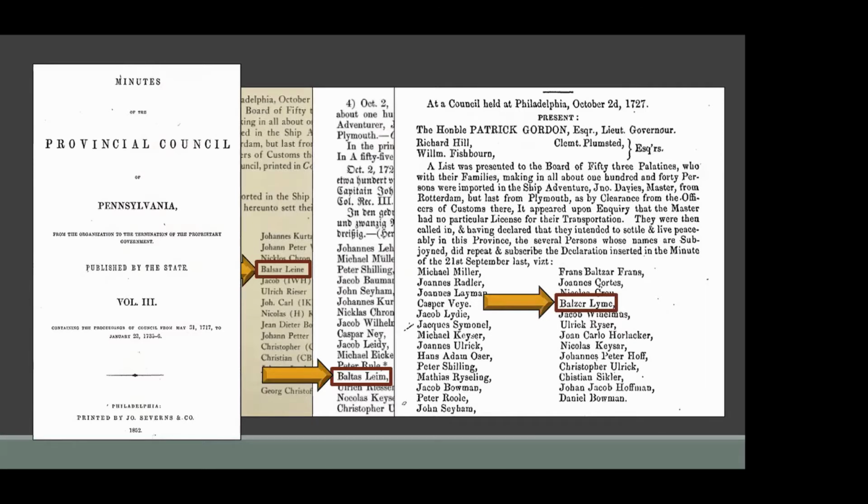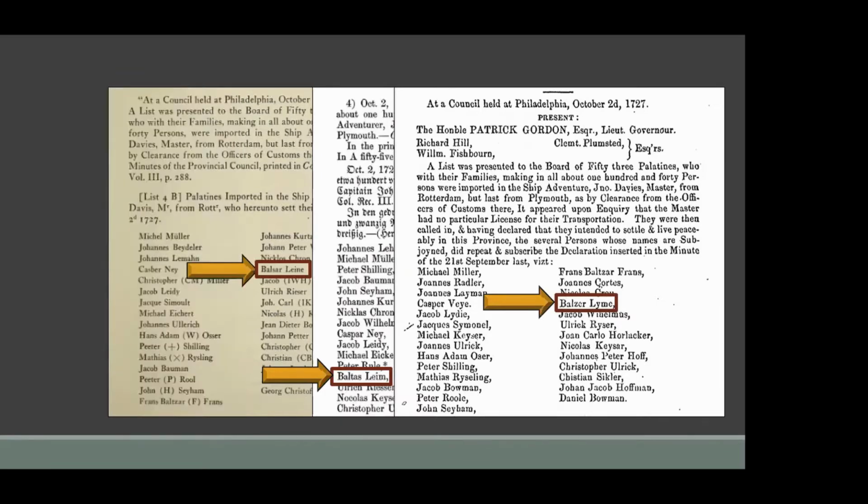Balzar, B-A-L-Z-A-R, Lime, L-Y-M-E, having appeared before the Provincial Council and declared his intent to settle and live in Pennsylvania. So here we have the first two books were citing that they have this passenger list all coming from these colonial records, volume 3, page 288, and yet when we look at that volume, we have a third spelling of this particular name.